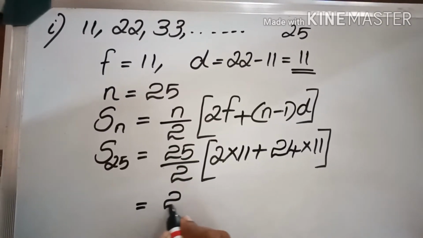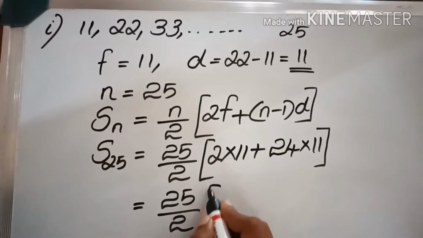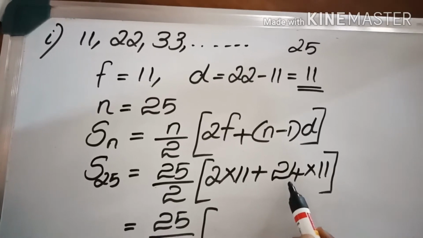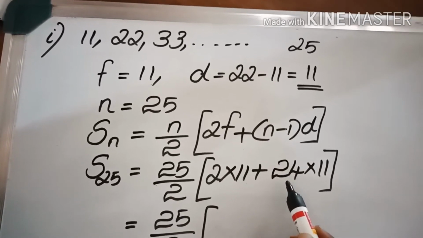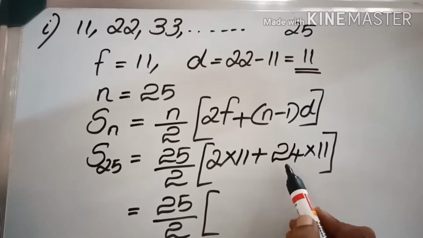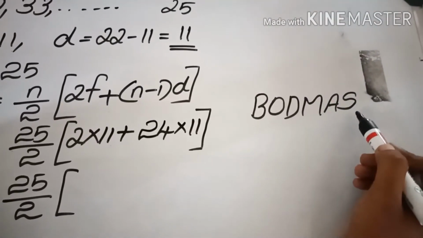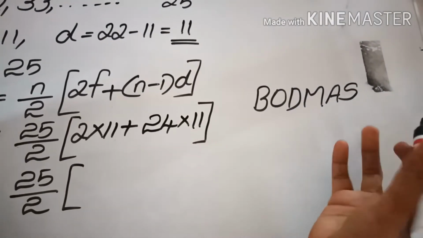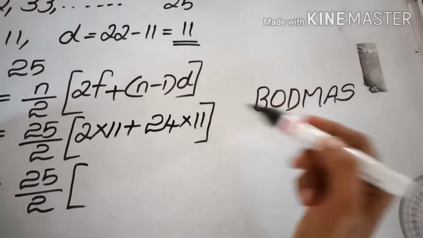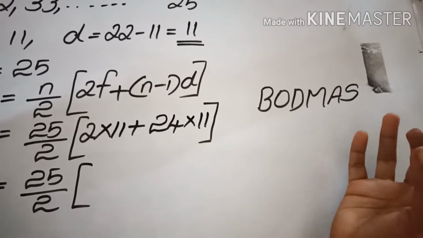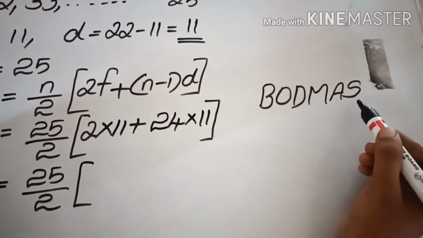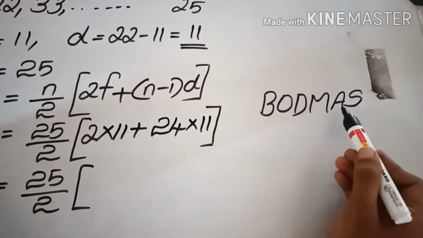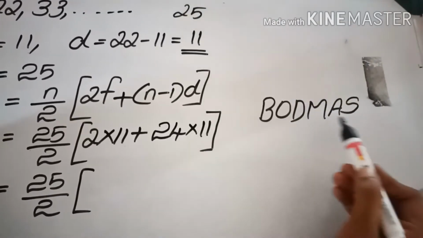That is equal to 25 by 2. Here, don't add 11 plus 24 first. You have to follow the BODMAS rule. Do you know what BODMAS means? The BODMAS rule means you have to follow a particular order when you do problems with multiplication, addition, division and subtraction together. If all the operations are in a problem, you have to follow this rule. The order is brackets, open, divide, multiplication, addition, subtraction. So this is the rule.